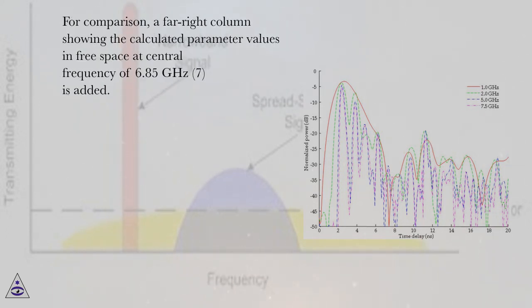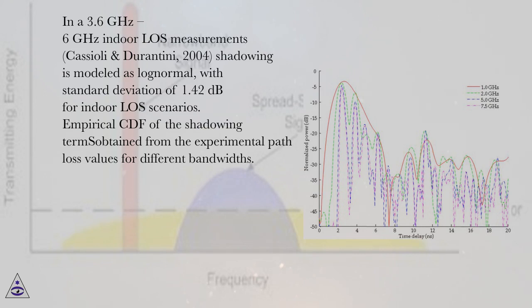For comparison, a far-right column showing the calculated parameter values in free space at central frequency of 6.85 GHz, [7], is added. In 3.6 GHz to 6 GHz indoor loss measurements, Cassioli and Durantini, 2004, shadowing is modeled as log normal, with standard deviation of 1.42 dB for indoor loss scenarios.